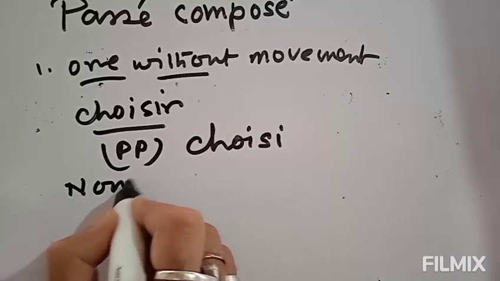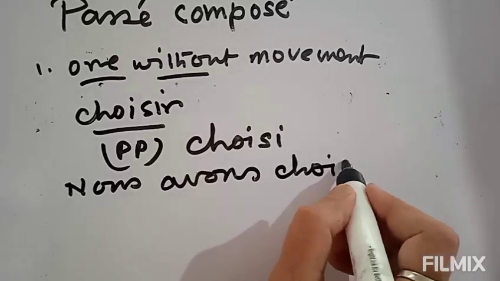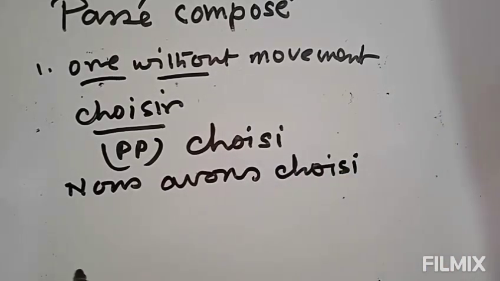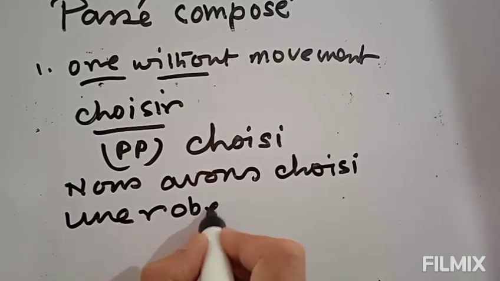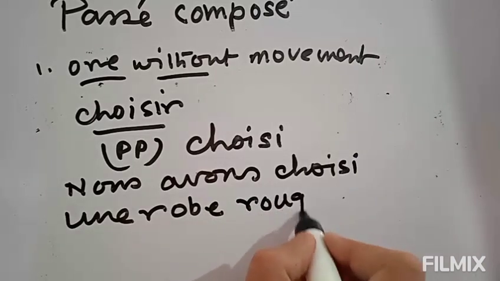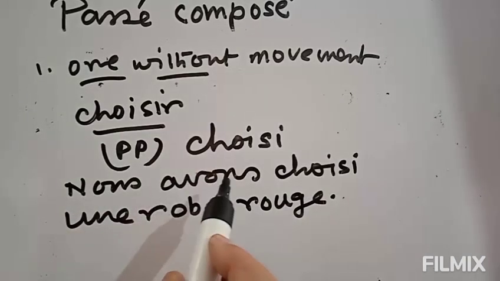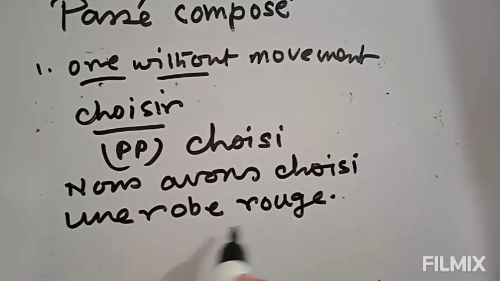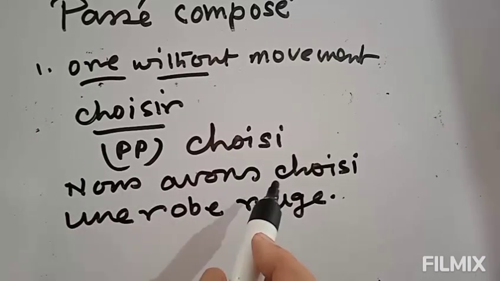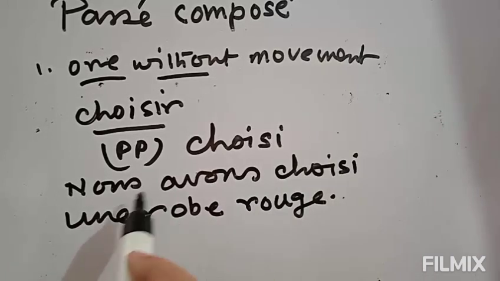Nous avons, for example, nous avons choisi une robe rouge. This is an example. We chose a red color dress, or we have chosen a red color dress. Okay. This is the example. Nous avons choisi une robe rouge.